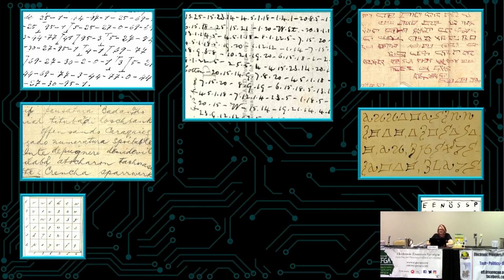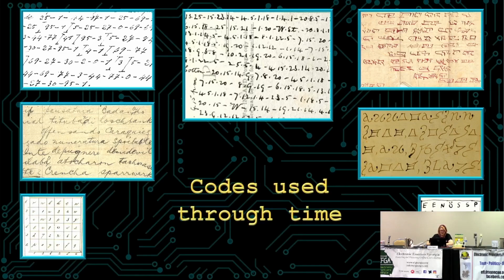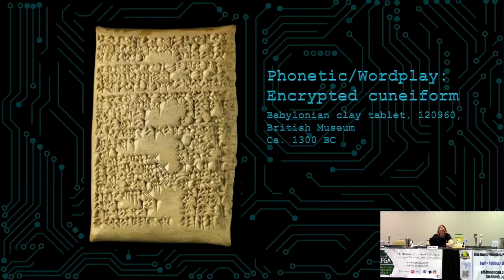There are lots of codes used through time. I won't be going through each of those, but I'm just giving you an example of things that are known as classical ciphers. The oldest classical cipher that I know of is this little block. It's about 4 inches tall, and it's at the British Museum. It's from about 1300 BC.